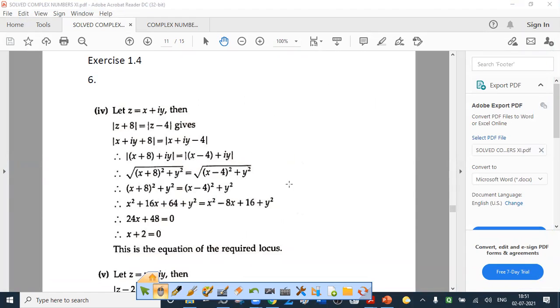Now, just listen to me. You have to write the solution after the lecture. Fourth one, what is given? Mod of z plus 8 equal to mod of z minus 4.